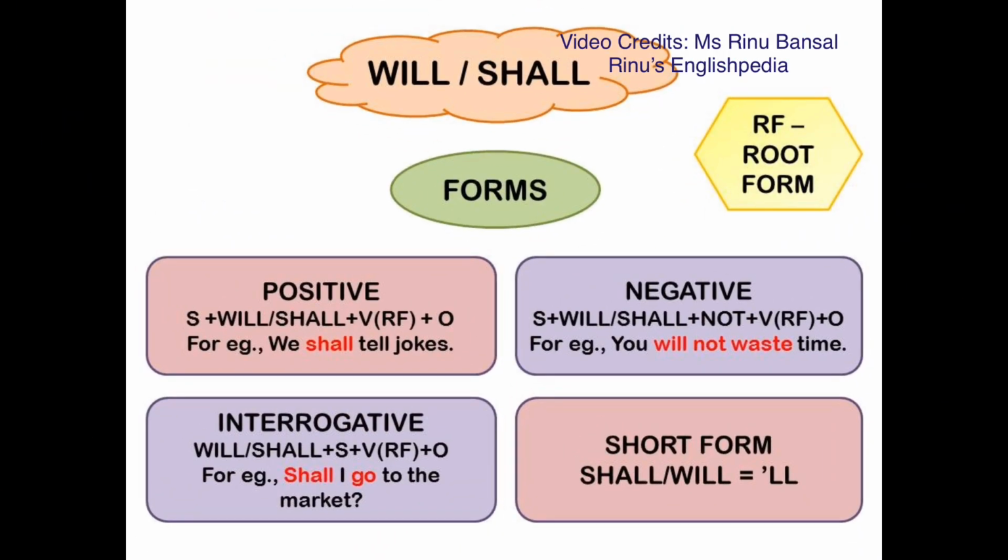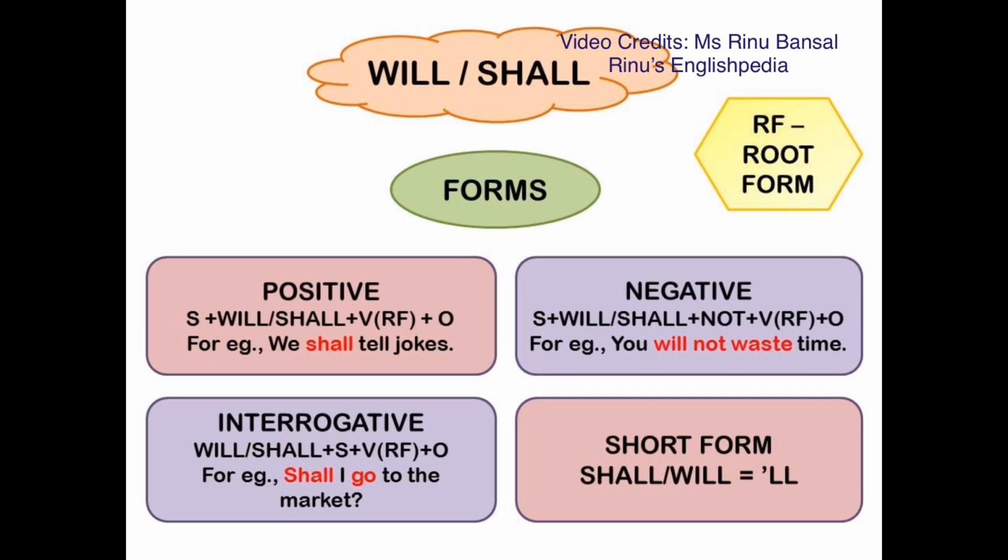The first form that we shall study is will or shall. In the positive sentence, it is written as subject plus will or shall plus verb, that is in the root form, and plus the object. For example, we shall tell jokes. In the negative sentence, it is written in the form subject plus will or shall plus not plus verb in the root form plus object. For example, you will not waste time.